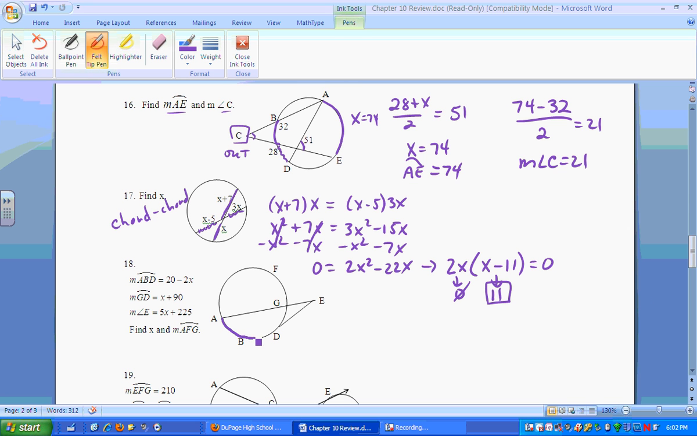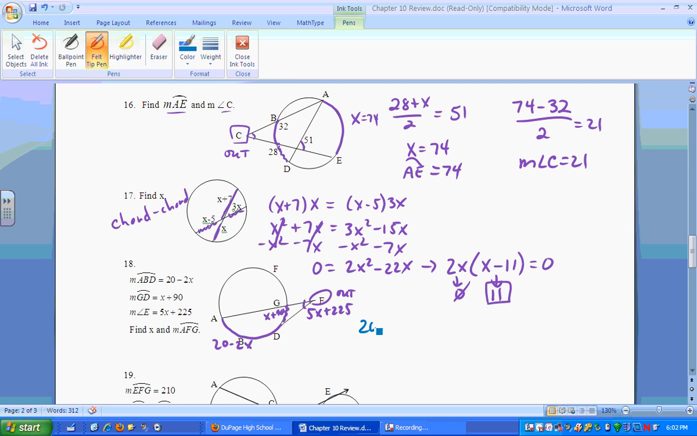The next question. ABD is 20 minus 2x. GD is x plus 90. And angle E is 5x plus 225. Well, angle E is located outside, so we can use our outside rule, and these two are the arcs that are given. So let's see what we have.